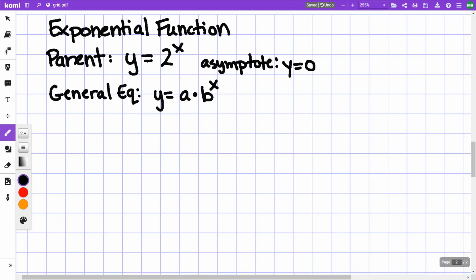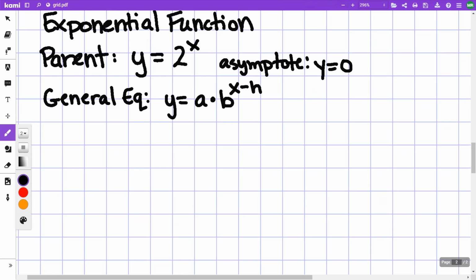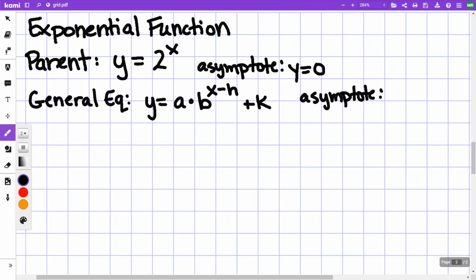Now we're going to have a minus h with that exponent. That's still going to be our left-right movement. And then we're going to have a plus k. And so for this one, our asymptote is going to be that plus k. So y equal k. That is going to be our asymptote.